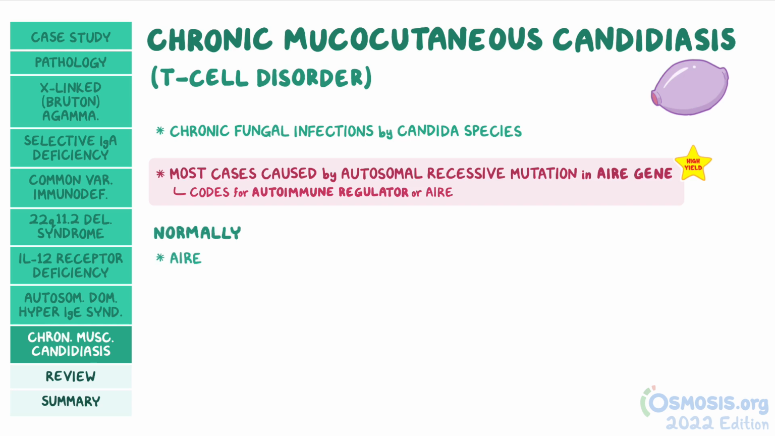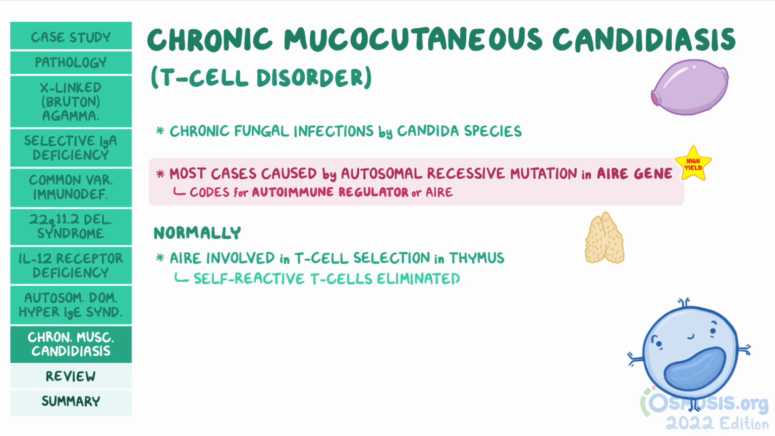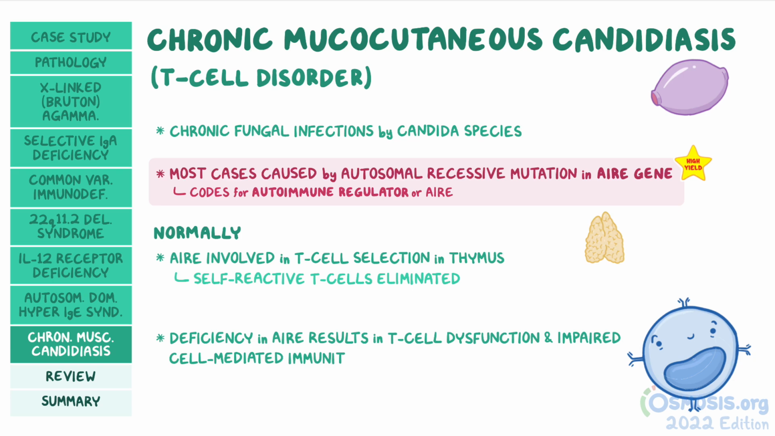Normally, AIRE is involved in the T-cell selection process that takes place in the thymus, where self-reactive T-cells are eliminated to prevent them from going around and attacking other cells throughout the body. Now, with chronic mucocutaneous candidiasis, deficiency in AIRE ultimately results in T-cell dysfunction and impaired cell-mediated immunity.